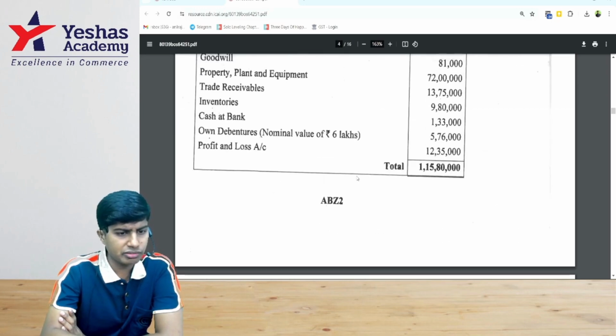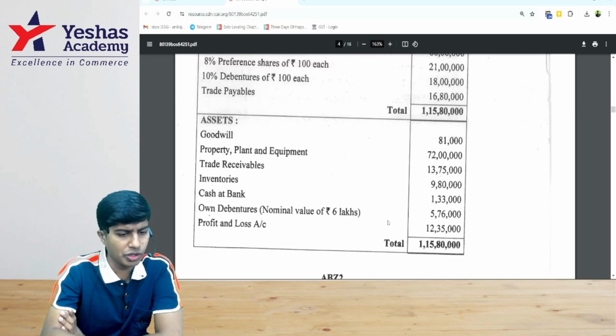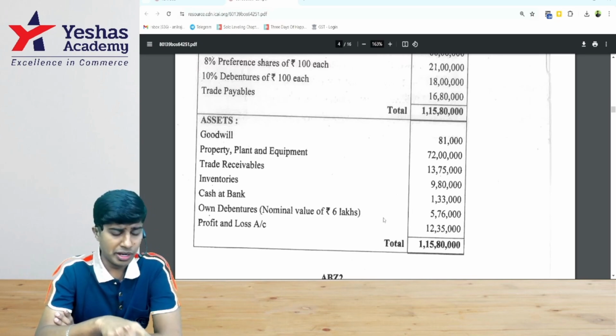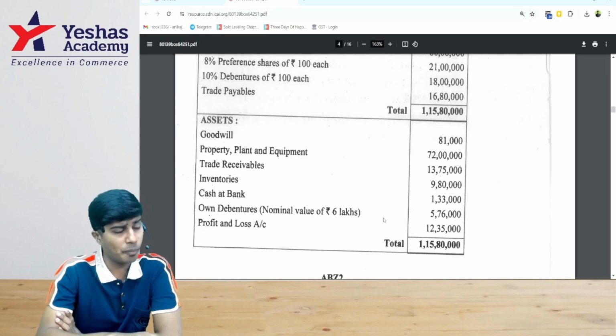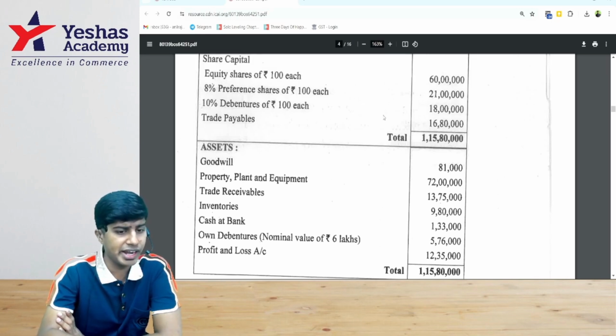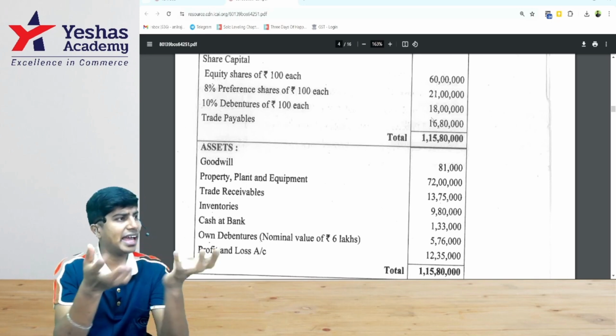Come to the question here. Balance sheet. How many own debentures do we own? 6 lakhs is the nominal value and the book value is 5 lakh 76. We have purchased it at 5 lakh 76. This is representing this 10% debentures here 18 lakh. So we can cancel, no?